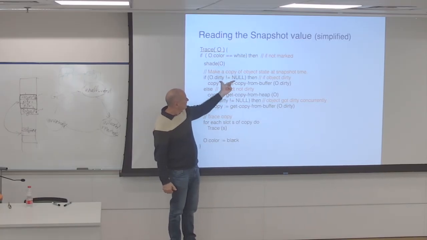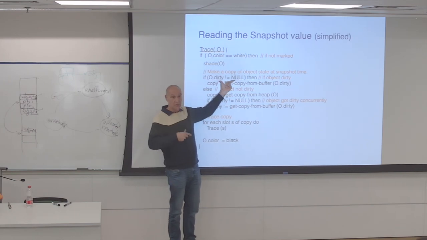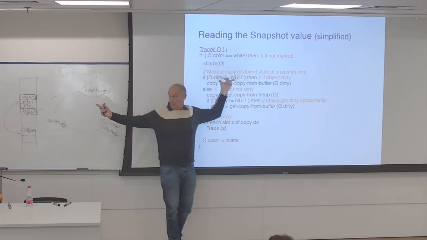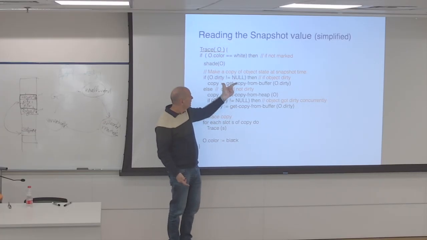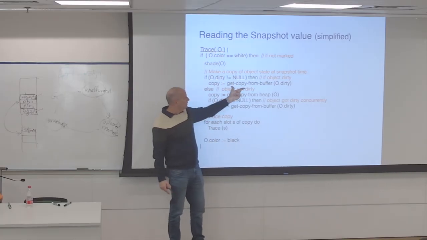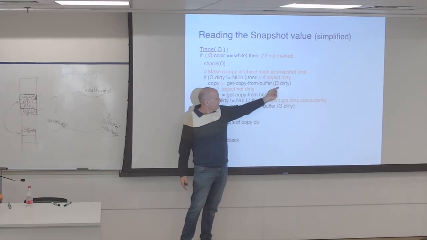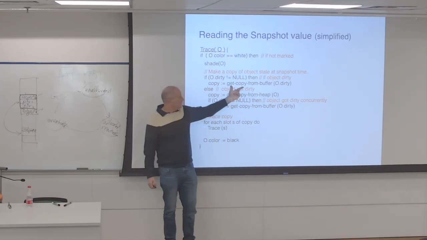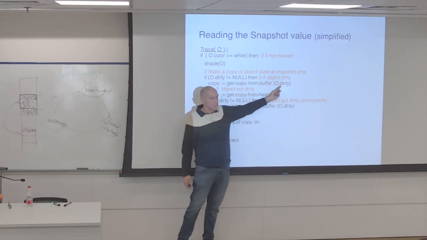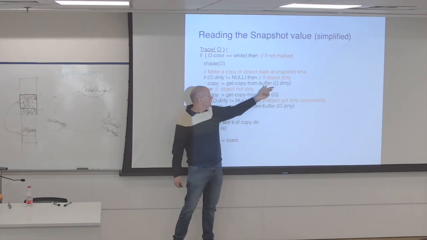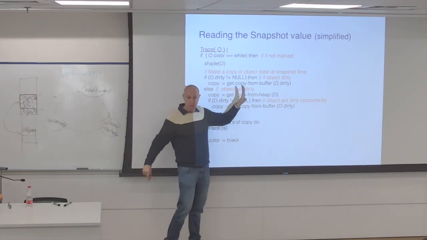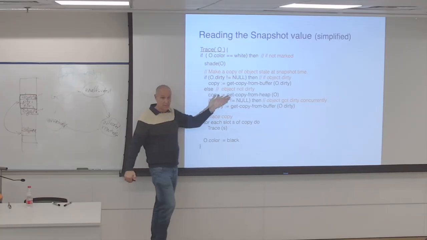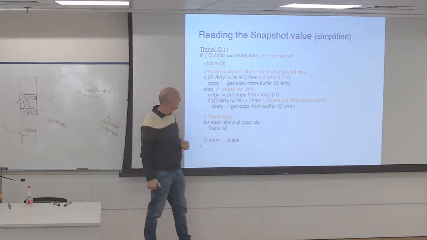So if it's not null, then you know the object is dirty, it has been copied, and there is a pointer to the entry in the buffers of what the object looked like. So you just go to the buffer with this pointer to the buffer entry, and then you copy its values. It's like pointers, the way they were during the snapshot.